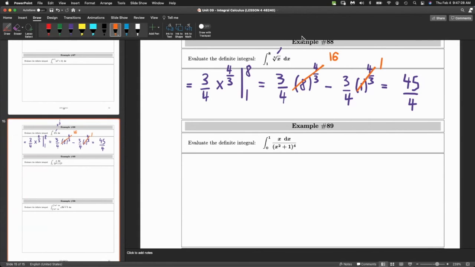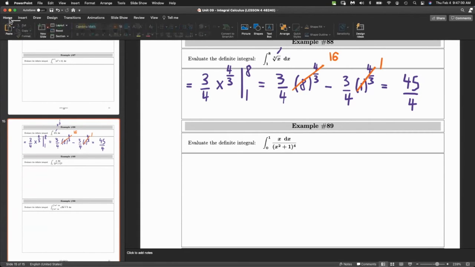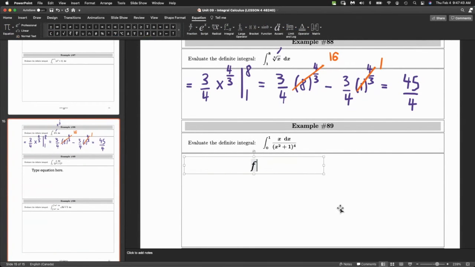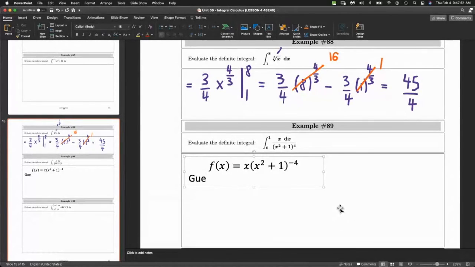Okay, let's take a look at 89. It's another definite integral. Probably will build up your confidence with what we did earlier with the revenue question, because it's a similar type of question. So we have our integrand, which is x squared plus 1 to the negative 4. And we're going to guess and check the answer.